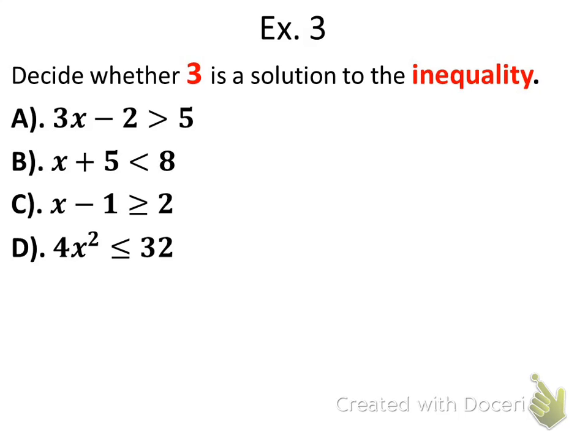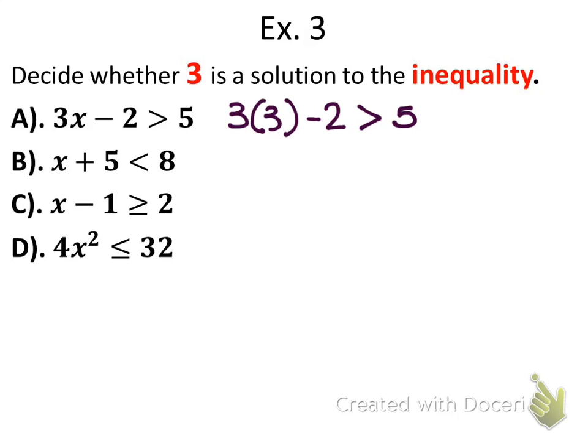So let's take out our variables, which are, in this case, all x's, and plug in 3's. So in this first one, we've got 3 times 3 minus 2. What is that sign right there? Greater than 5. Again, in this case, we're going to work on that left side.